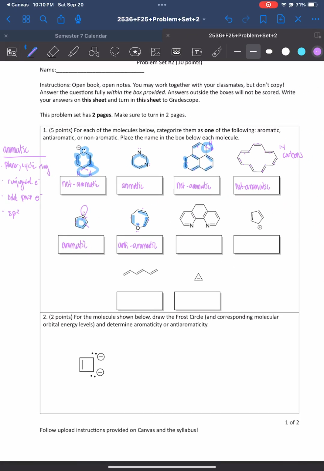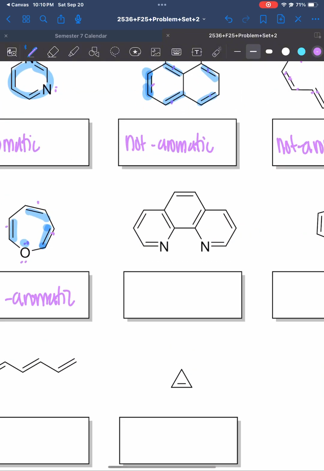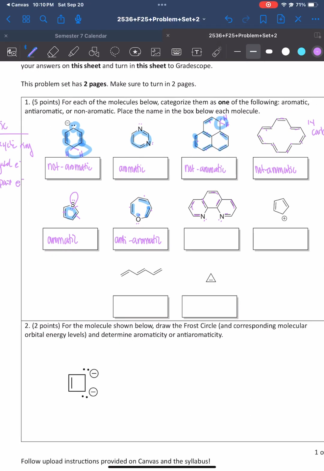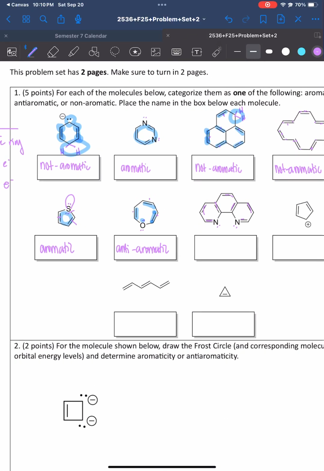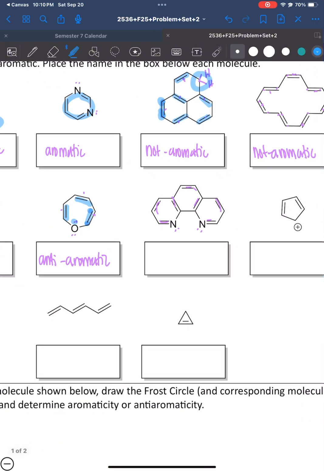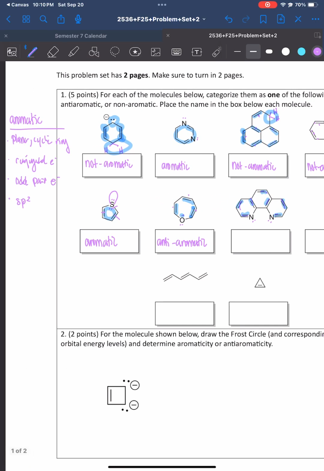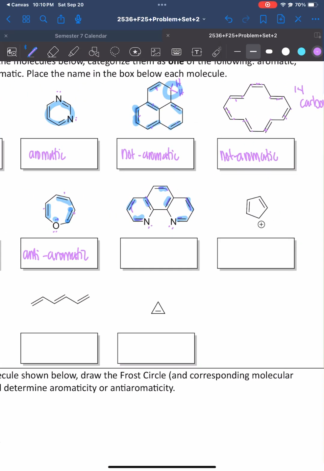Planar cyclic ring, I would say so, yep. Conjugated electron pair, I would say they're all kind of conjugated. Nitrogen is drawing the electrons. They can all kind of participate in resonance. Odd number pair of electrons. Let's count. We have 1, 2, 3, 4, 5, 6, 7, odd pair of electrons. Absolutely. And sp2 hybridized. Everything is sp2 hybridized.